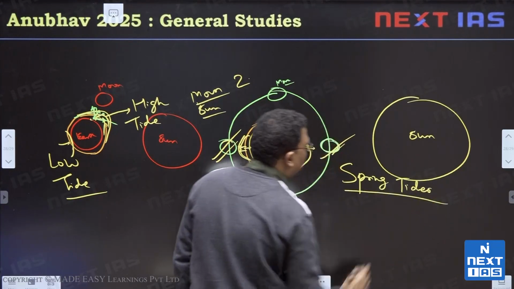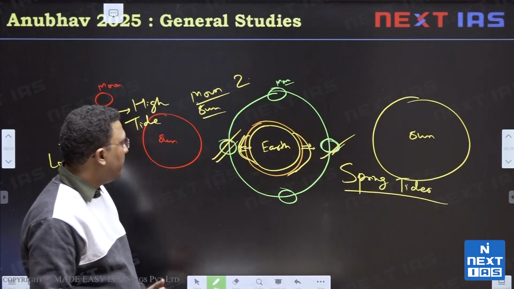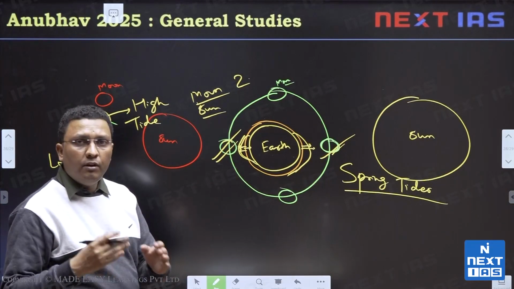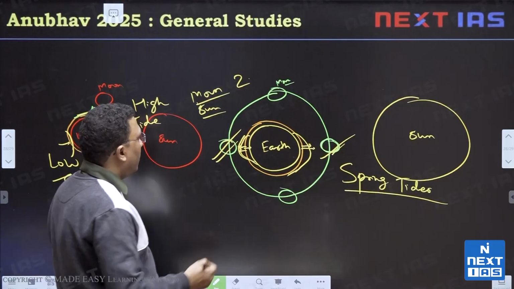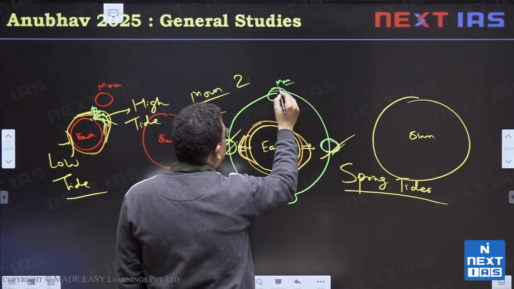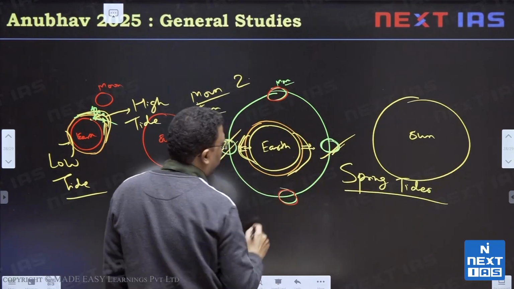In this case, the height of high tides will be higher than usual cases and height of low tide will be lower than usual cases. What happens at these two positions? These two positions are called neap tides.